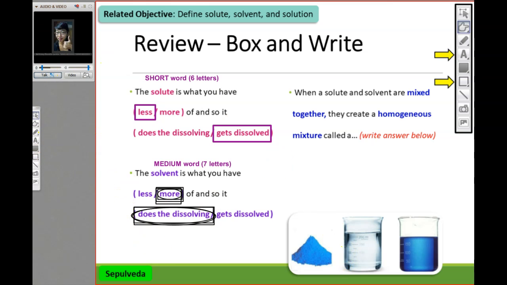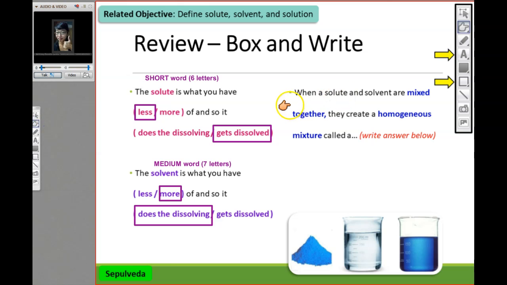All right, so let's go ahead and take a look here. So the solvent is the medium word. So yes, it's a longer word, which means it's what we have more of. And therefore, you are totally correct. It is what, in fact, does the dissolving. Sorry, let me erase this part to clean it up. So this is what is actually doing the dissolving.